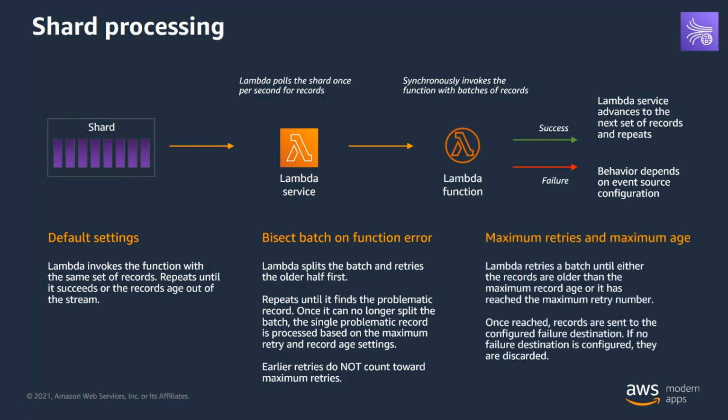For records that are retried the maximum number of times, or that have aged out of a stream, those will be discarded. Oftentimes, you will want to save these messages. So to do this, configure a failure destination, and those records will be sent there instead.